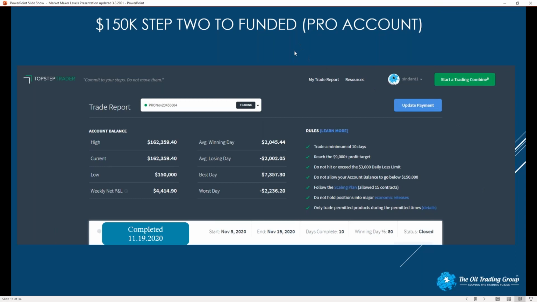The reason we do Top Step Trader accounts in our trade room is because, candidly, guys come to the table and they are underfunded. And this is a way that we can help traders become funded using the levels that we trade in here every single day.